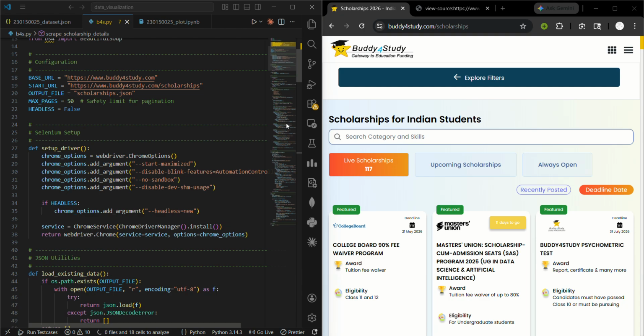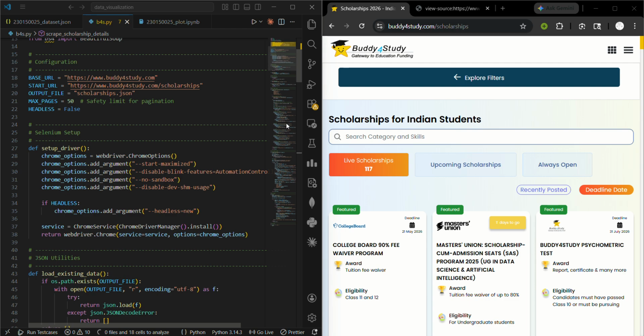In this project, I developed an end-to-end data visualization pipeline by first creating my own scholarship dataset through web scraping from the Buddy4Study platform and then analyzing this dataset using Python-based visualization techniques. The goal of this project was to transform unstructured scholarship information into a structured dataset and generate meaningful insights regarding scholarship opportunities. The project follows five main stages.